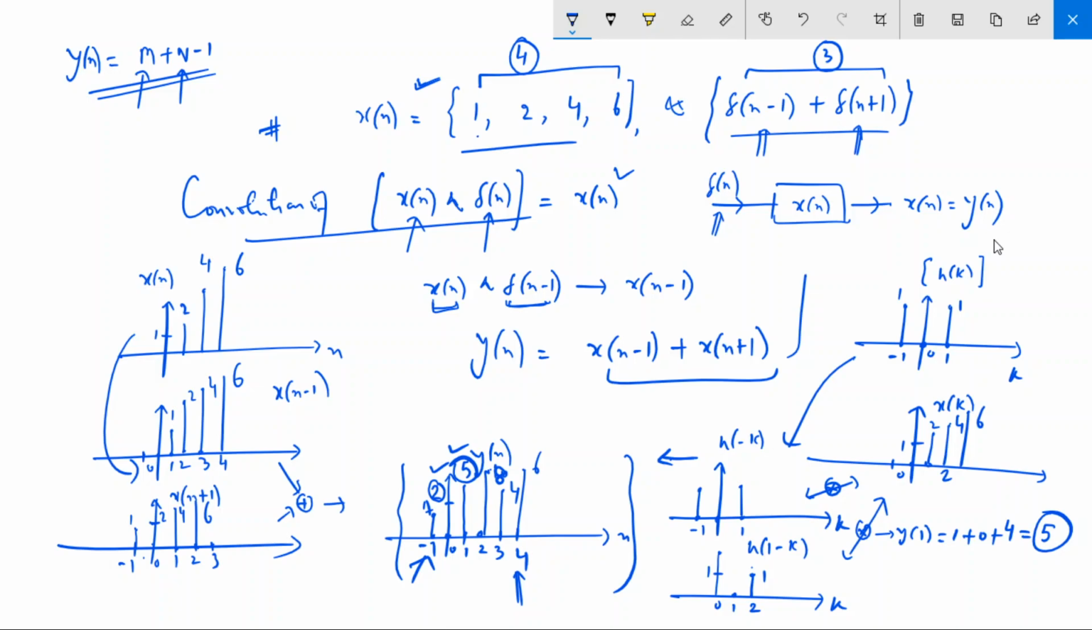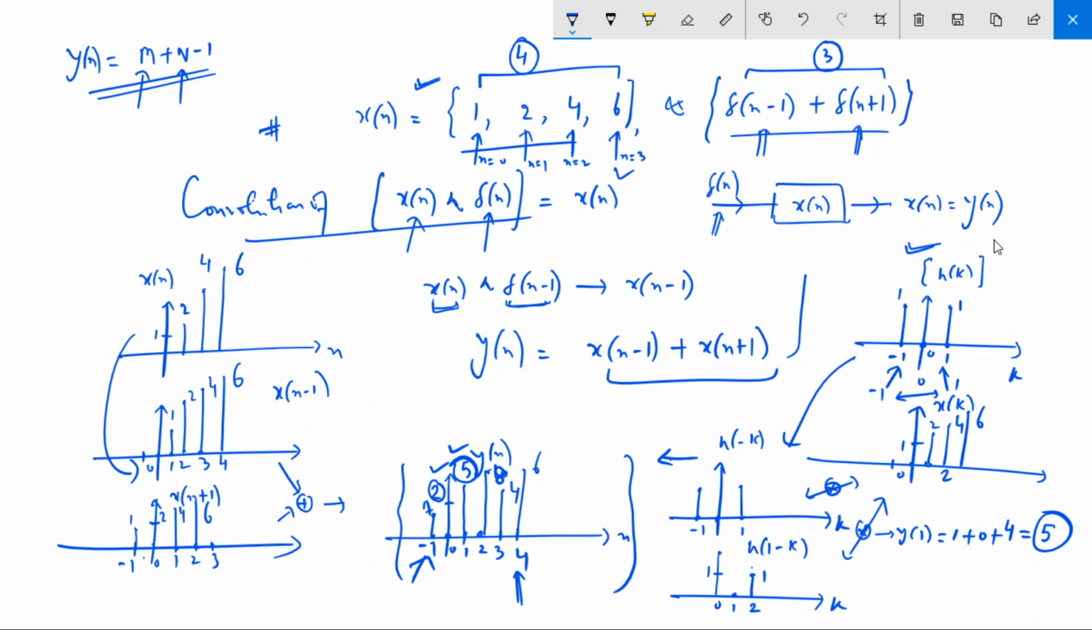Your input starts from 0. This is at n equal to 0, then at n equal to 1, this is at n equal to 2, and this is at n equal to 3. And your h[k] starts from minus 1 to 1: minus 1, then 0, then 1.